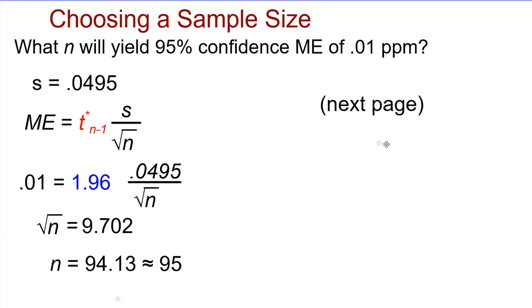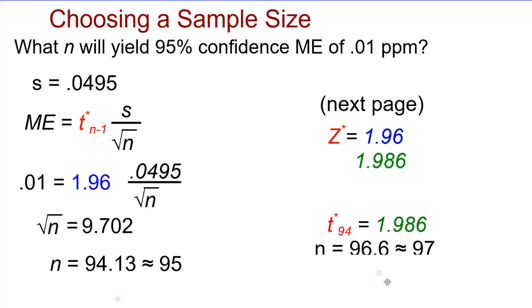So we update those values. So the critical value with Z star was 1.96, but for T star, it's going to be 1.986. So it's just going to be a slight change because it is such a large sample, but it doesn't make a difference. And when we do that, we get our critical value here of the T star, and redoing our math, we update it with a new value, which gives us 96.6, which we round up to 97.